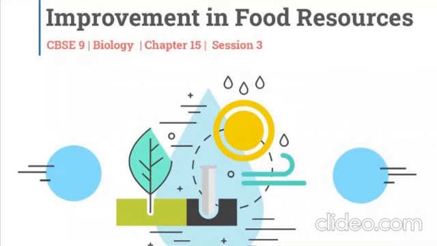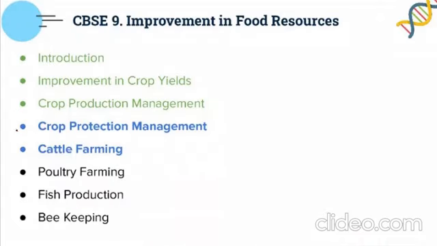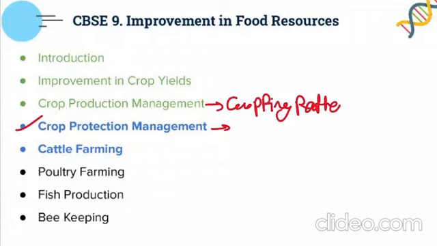So, today is our session 3. In the previous sessions, we had discussed how we produce crops, what the different types of crops are, and last session we discussed nutrient management and our irrigation processes. In today's session, we will do crop protection management, along with one more part which was left from crop production, that is cropping patterns. We will start from cropping patterns, and then do crop protection management and cattle farming.